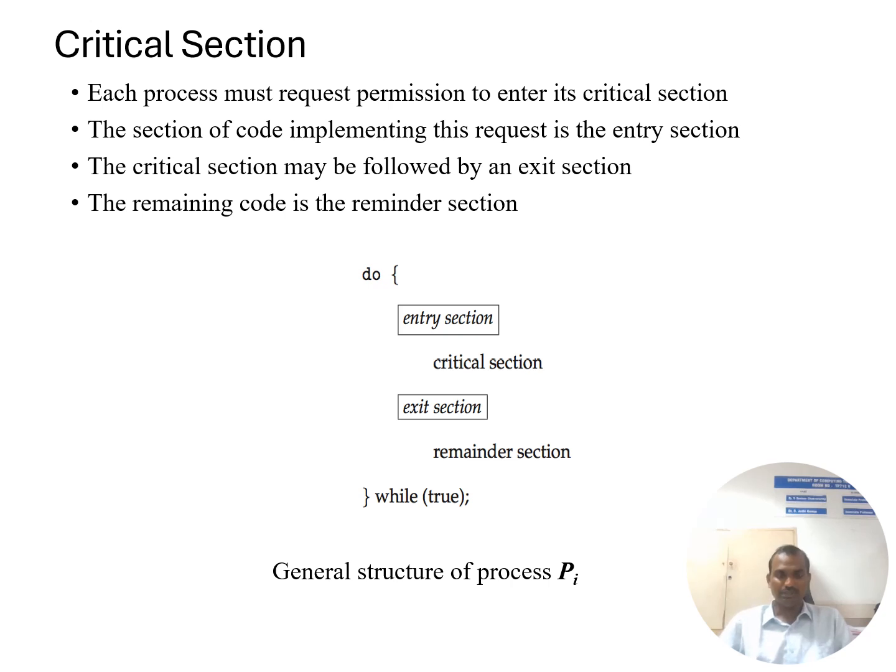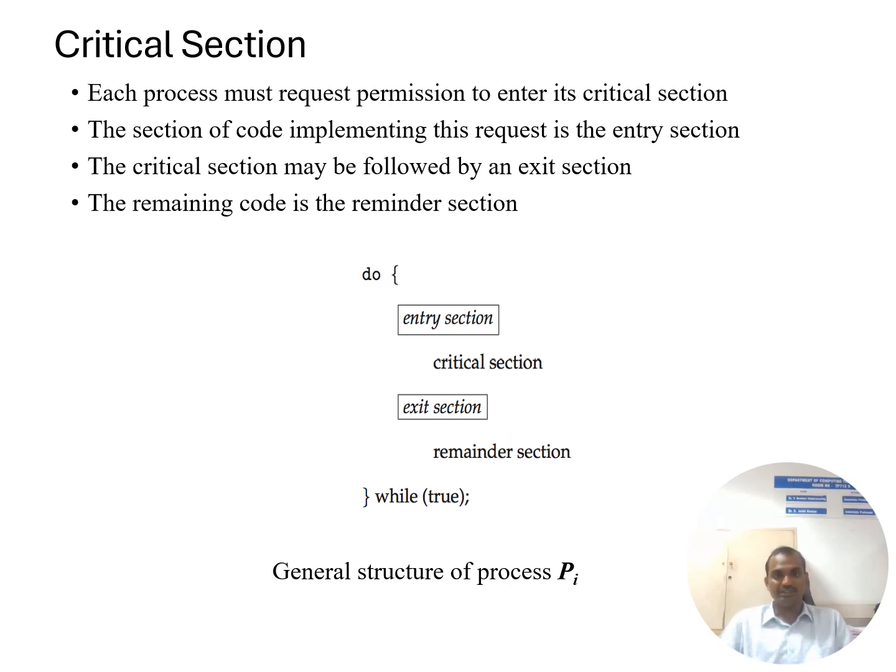Look at this representation. Inside the do braces, they mention the entry section, and then it goes to the critical section. Once the critical section completes its process and its changes, it will move to the exit section. After the exit section, it will go to the remainder section and then comes out. So this is the basic structure.